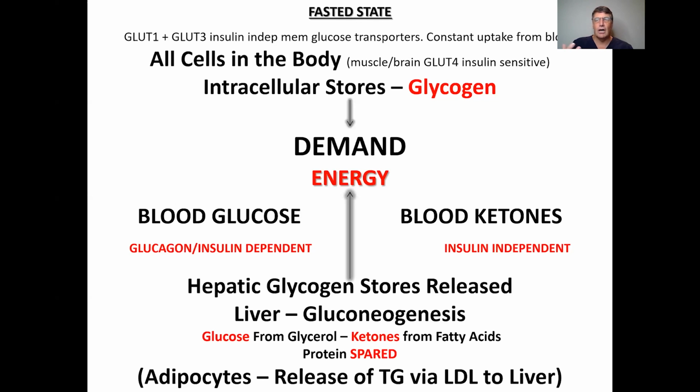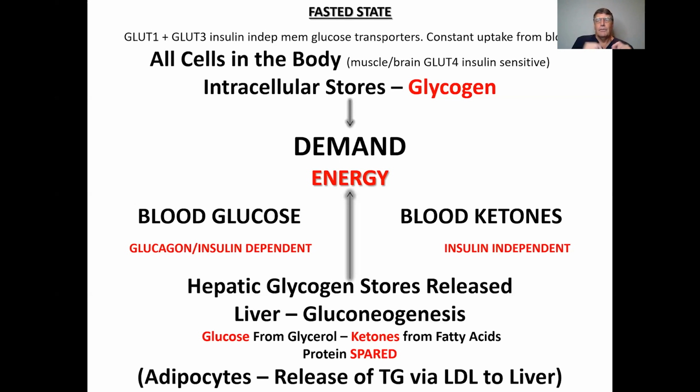And the other sources are either fat or protein. And the glucose comes from a part of the fatty acid molecule or the triglyceride molecule called glycerol. And the fatty acids, a triglyceride is one molecule of glycerol and 3 molecules of fatty acids. The glycerol goes down the gluconeogenic pathway towards sugar, and the fatty acids typically get transformed into ketones by the liver.